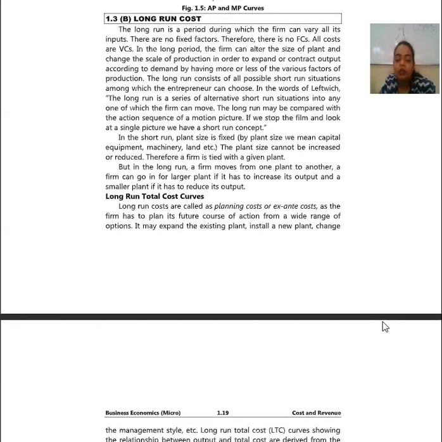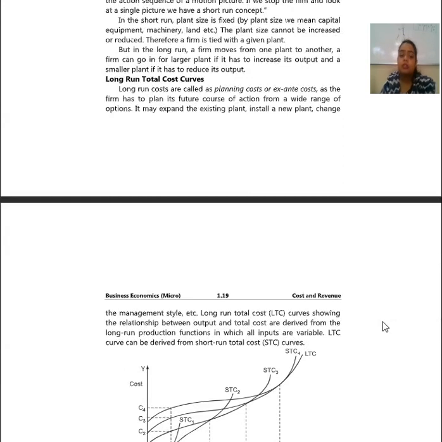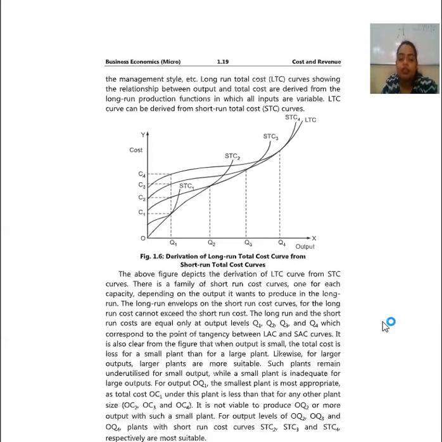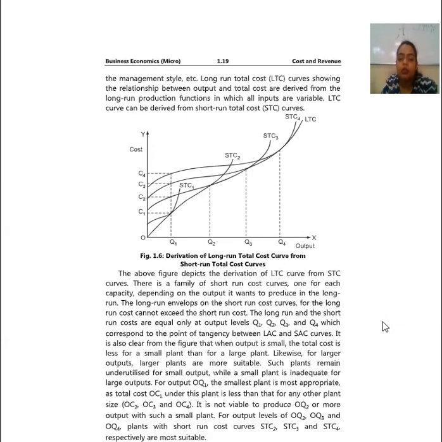Long run total cost curves. Long run cost curves are called planning cost or ex ante cost, as the firm has to plan its future course of action from a wide range of options. It may expand the existing plant, install a new plant, change the management style, etc. Long run total cost curves showing the relationship between output and total costs are derived from the long run production function in which all inputs are variable.